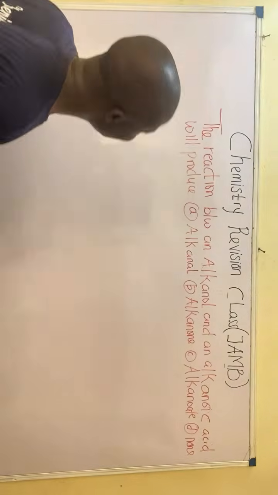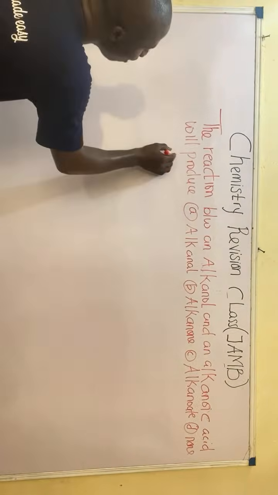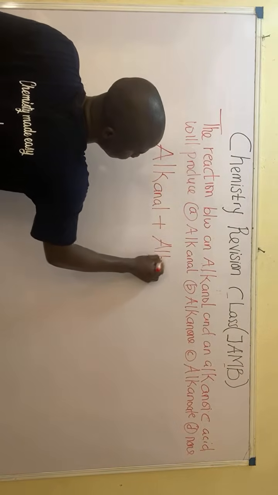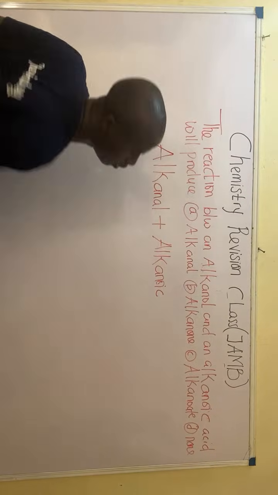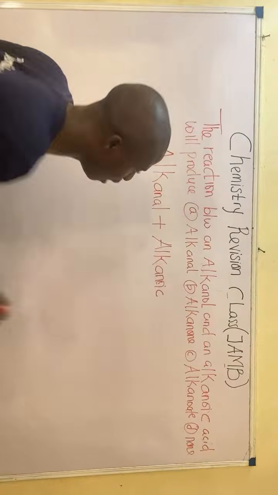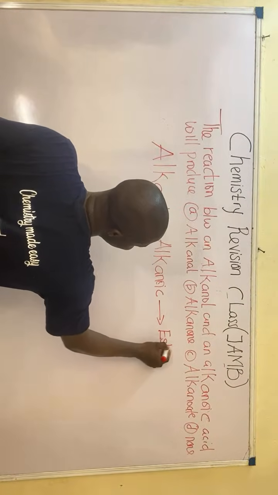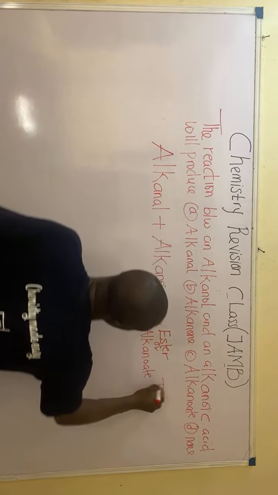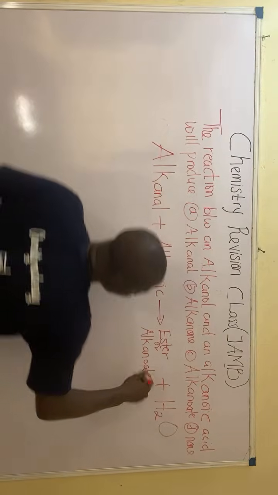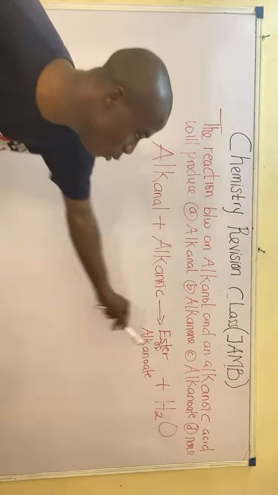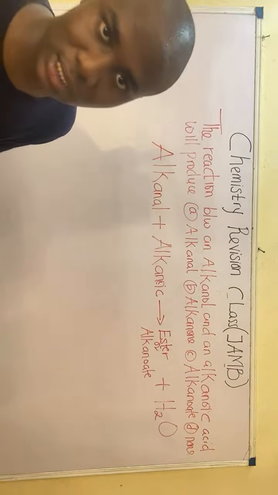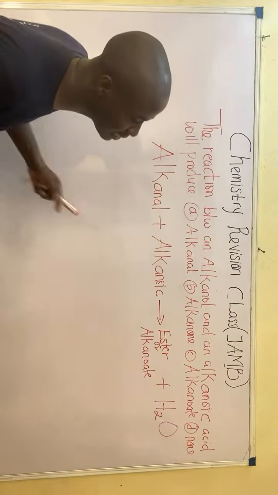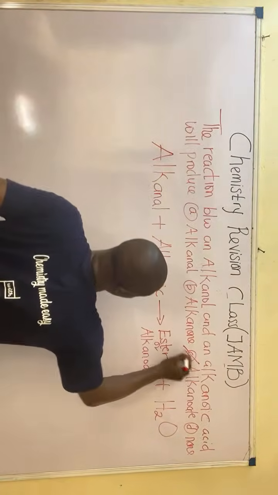Very good. Now, listen everybody. Alkanols reacting with alkanoic acid. What do you think we are to get? We'll simply get a group of organic compounds called esters. And esters are also called alkanoates, plus water. Do you understand? We'll get water at the end. But when we reverse this reaction, it is called hydrolysis. But I'm not talking about that. I'm discussing esters. Now, esters are also alkanoates. So what becomes the answer to this question? Option C. Do you get it?